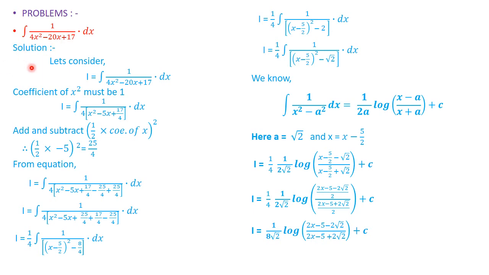So here x square has a coefficient 4. So as I have told you, we have to take it outside. Means what?